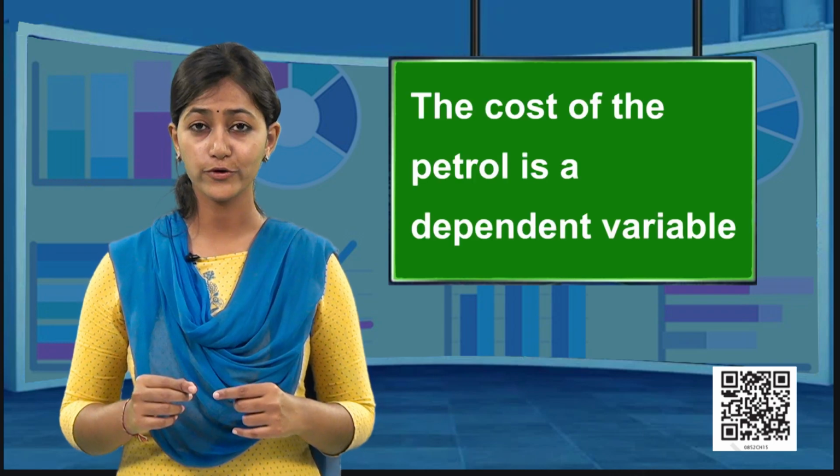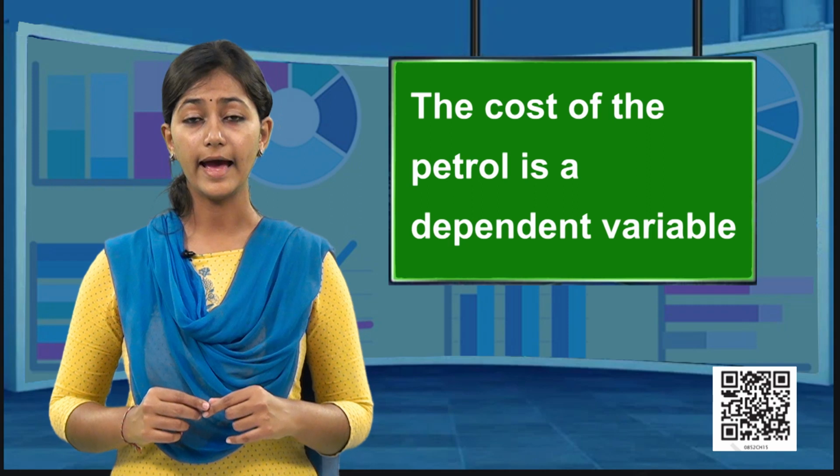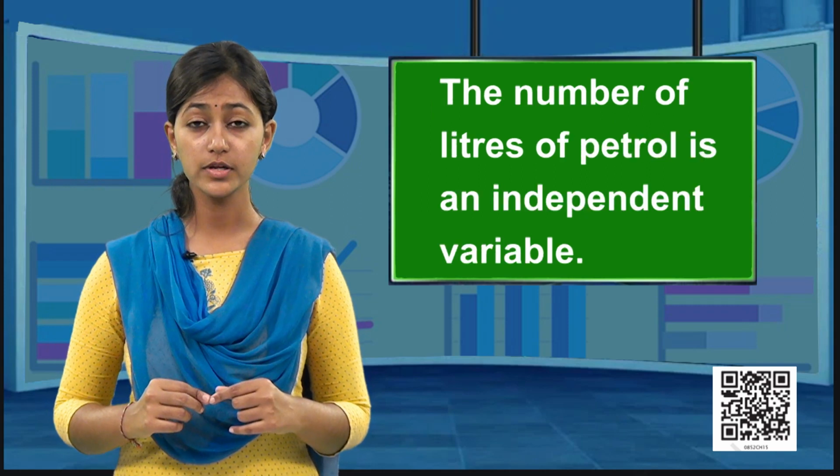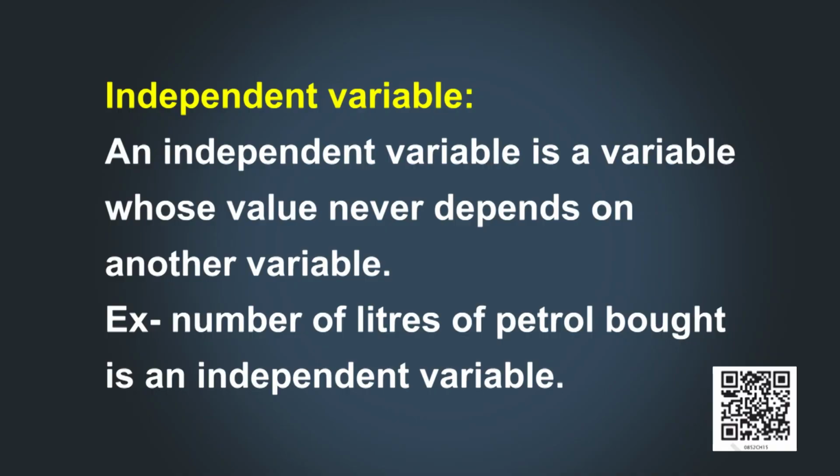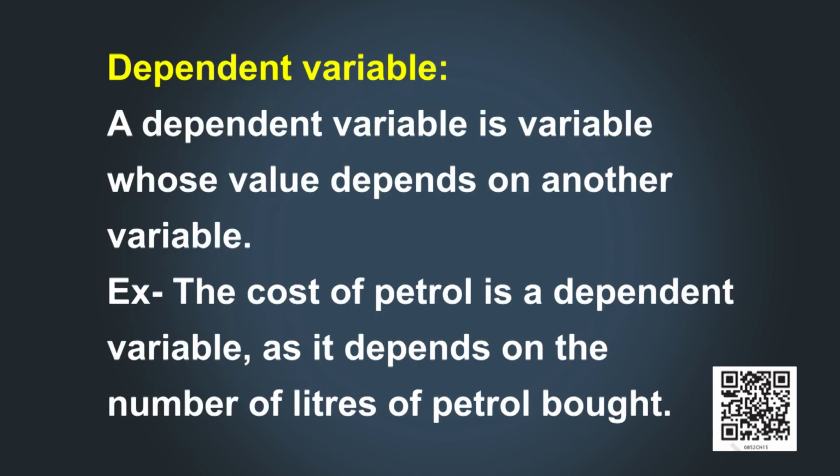The cost of petrol is a dependent variable and the number of liters of petrol is an independent variable. An independent variable is a variable whose value never depends on another variable. So, here the number of liters of petrol bought is an independent variable, whereas a dependent variable is a variable whose value depends on another variable. Like here we can see the cost of petrol is a dependent variable. It depends on the number of liters of petrol bought.